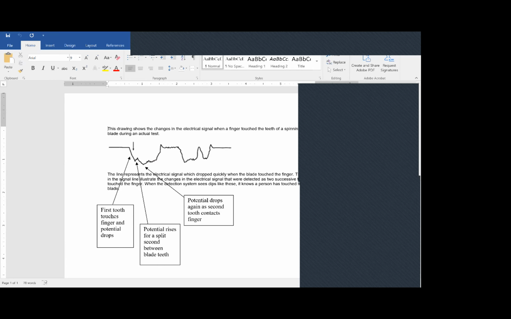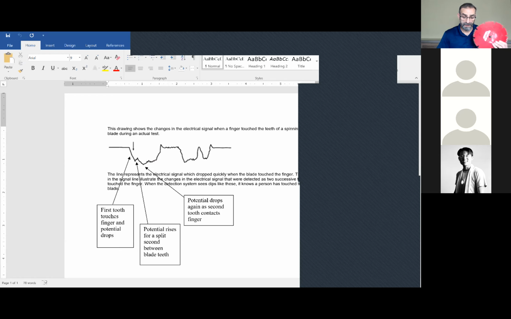This blade has 50 teeth. 50 teeth all around a 10-inch diameter blade, right? So every centimeter along here, there's a cutting tooth. This is spinning at 3,000 RPM, right?